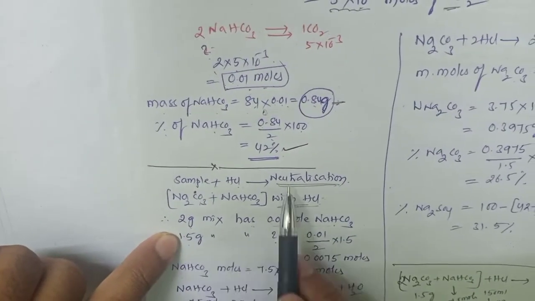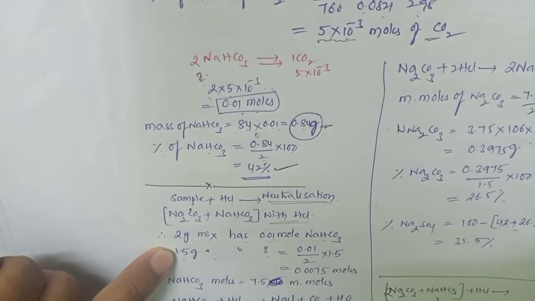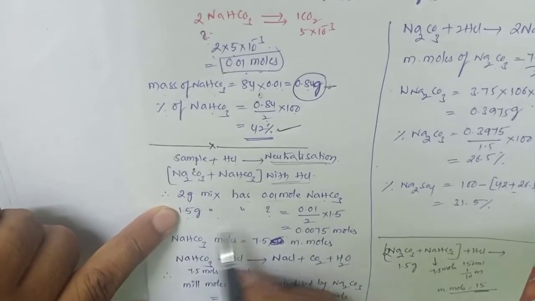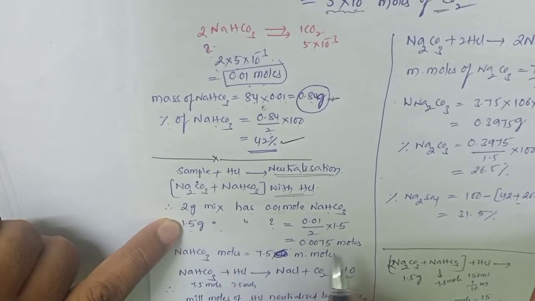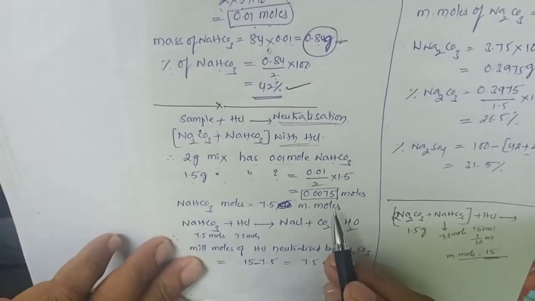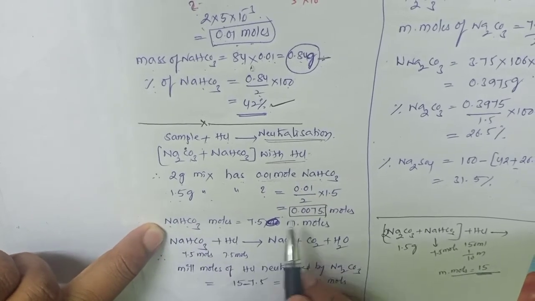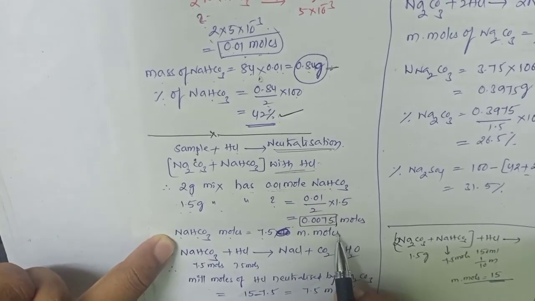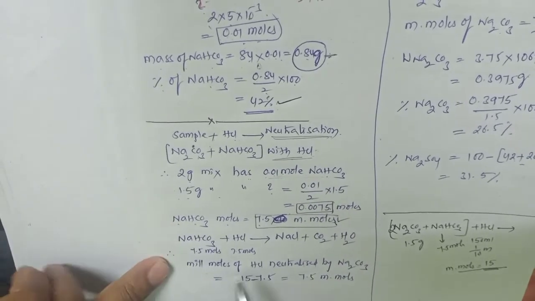But in this sample, 1.5 gram is given for the neutralization reaction. So 1.5 gram is equal to how many moles of NaHCO3? By cross multiplication, 0.01 into 1.5 divided by 2, then you will get 0.0075 moles. So what is that? This is the NaHCO3 moles, equal to 7.5 millimoles, converted to millimoles.